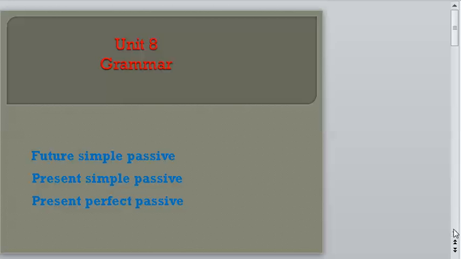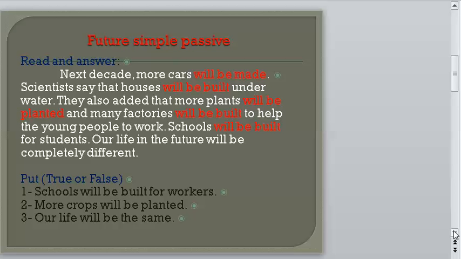We will start with the future simple passive. We have a passage. I will read it and then discuss its questions together. Next decade, more cars will be made. Scientists say that houses will be built underwater. They also added that more plants will be planted, and many factories will be built to help the young people to work. Schools will be built for students. Our life in the future will be completely different.